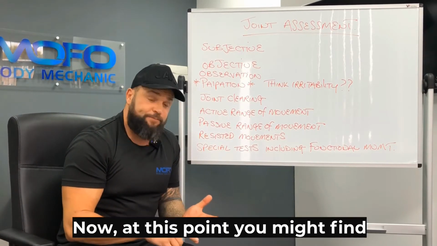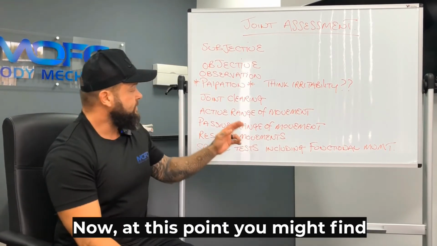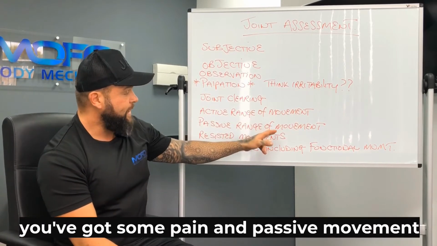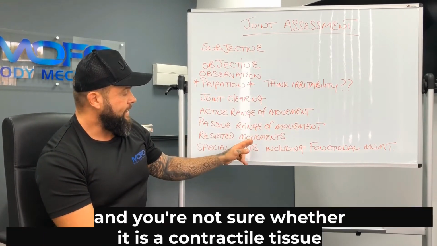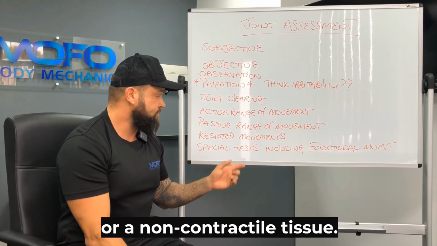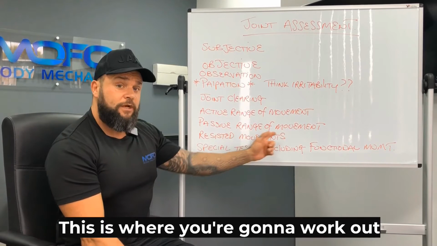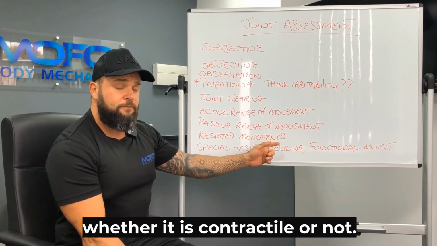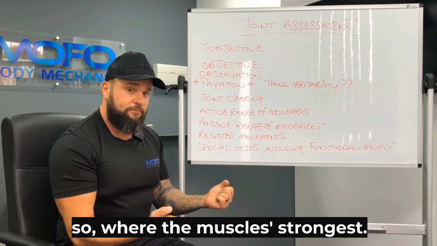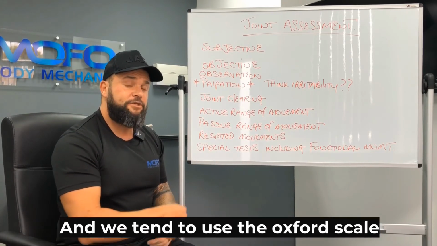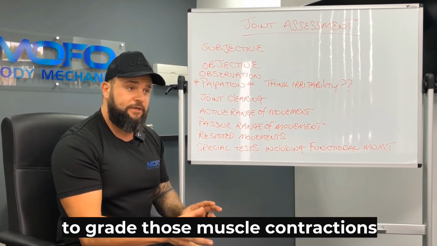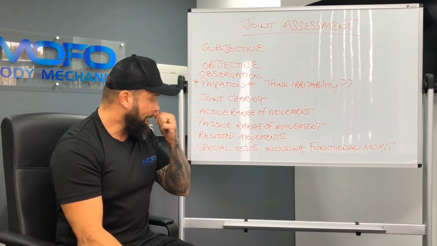At this point, you might find that you've got some pain on active movements, you've got some pain on passive movements, and you're not sure whether it's a contractile tissue or a non-contractile tissue. This is where you're going to work out whether it's contractile or not. Resisted movements tend to be in the mid-range of movements, where the muscle's strongest, and we tend to use the Oxford scale to grade those muscle contractions as to whether they're normal or not.